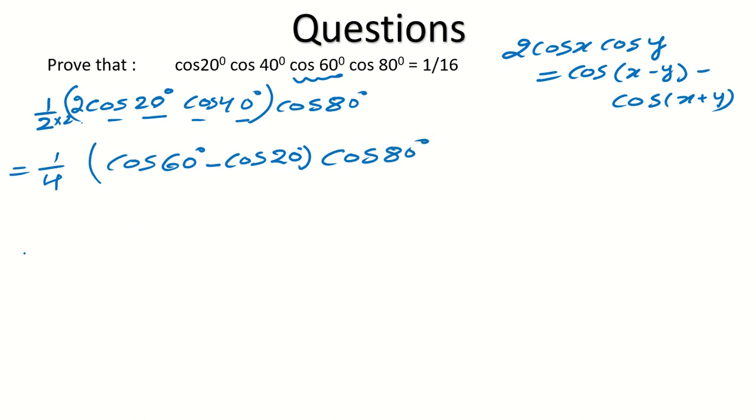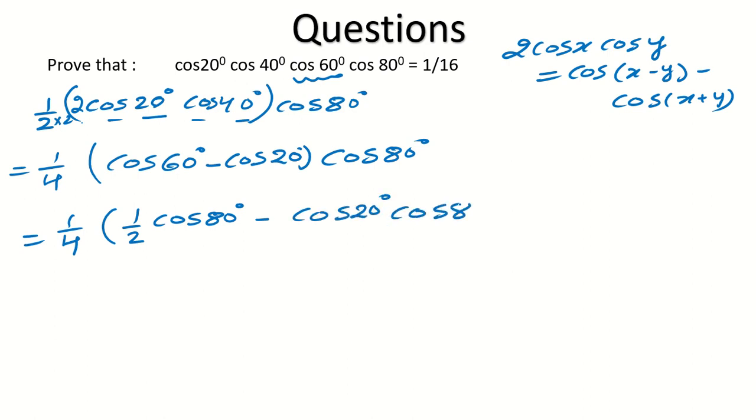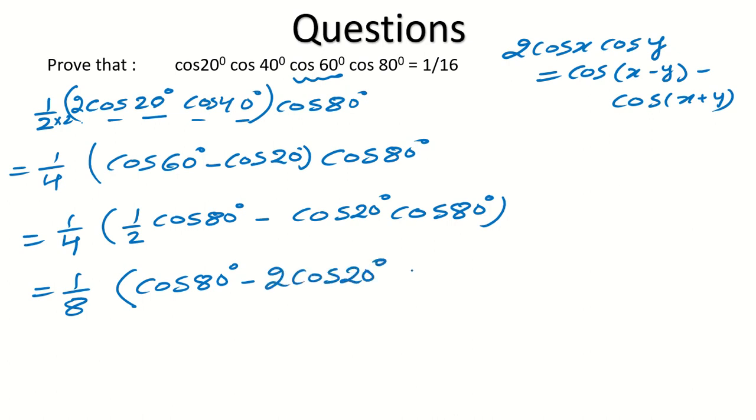Now you see, we know the value of cos 60 once again. So cos 60 is 1 over 2, and we multiply cos 80 inside. So it will be cos 80 minus cos 20 into cos 80. Now we take the LCM of 2, so outside it will be 1 upon 8, and then cos 80 degree minus 2 cos 20 degree cos 80 degree.